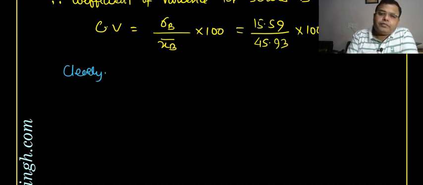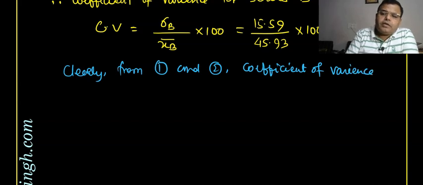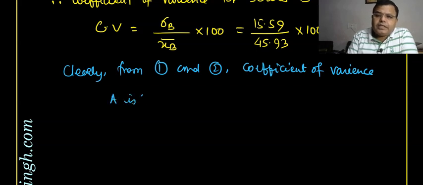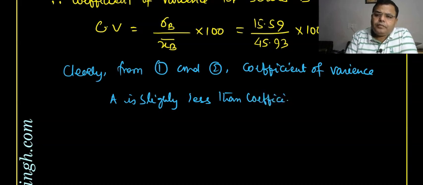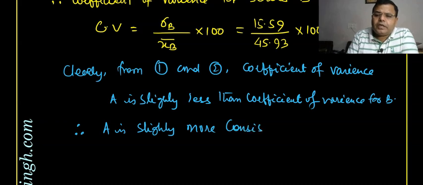Clearly, from the first and second, the coefficient of variation for A is slightly less than the coefficient of variation for B. And therefore, A is slightly more consistent than B.